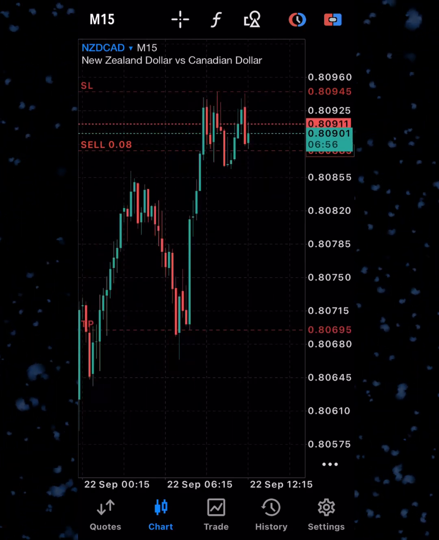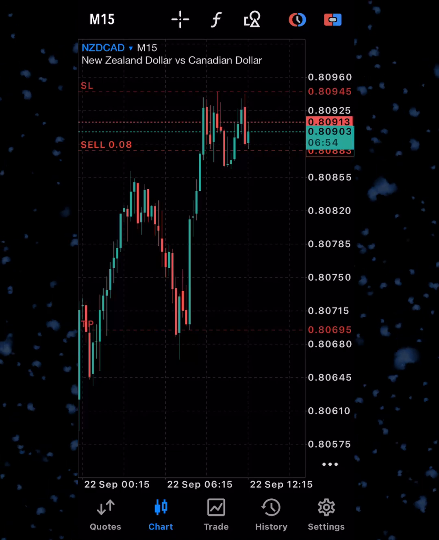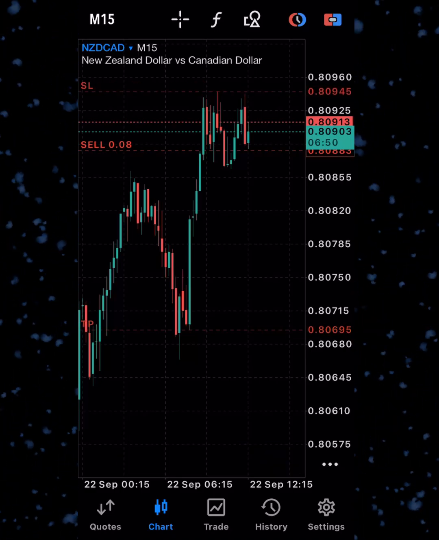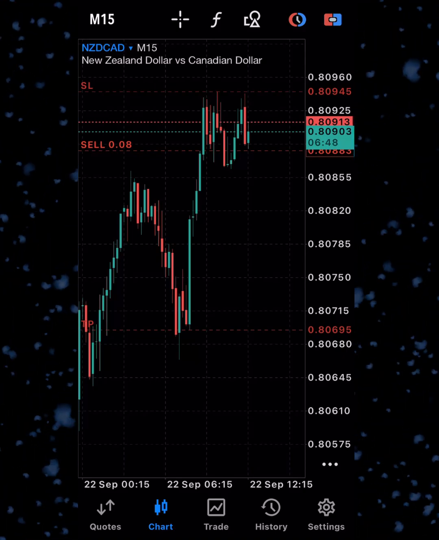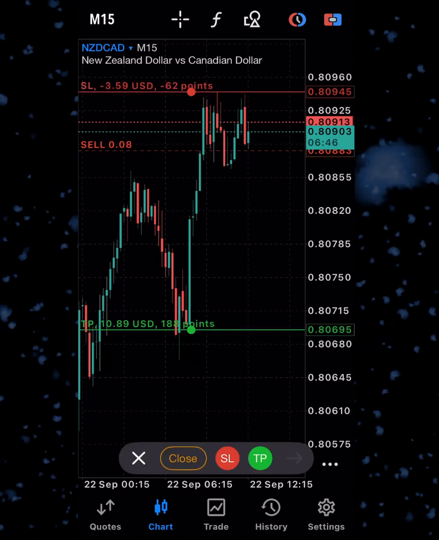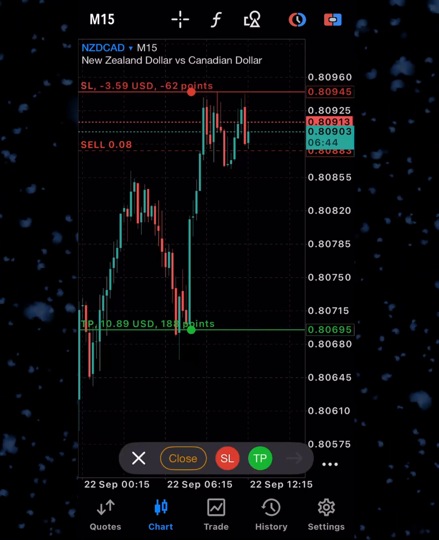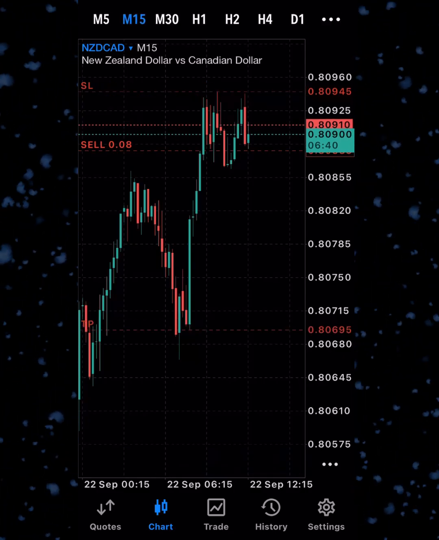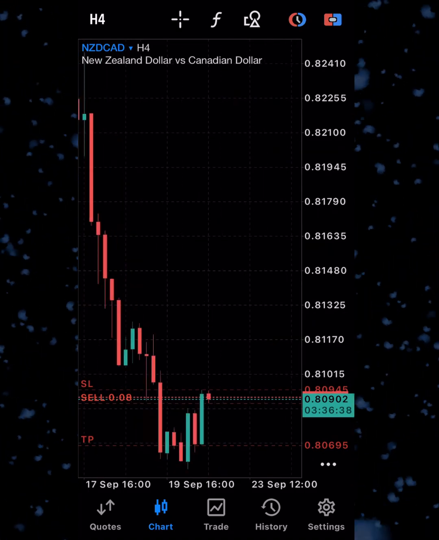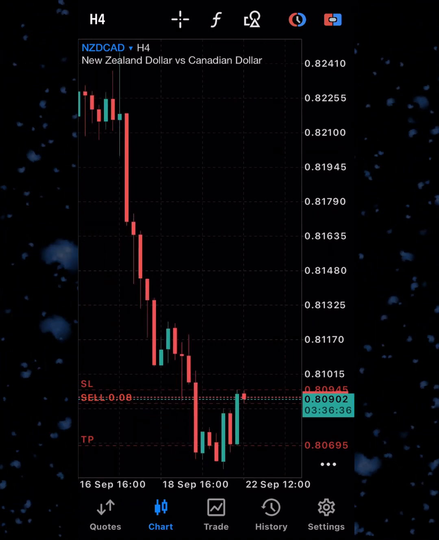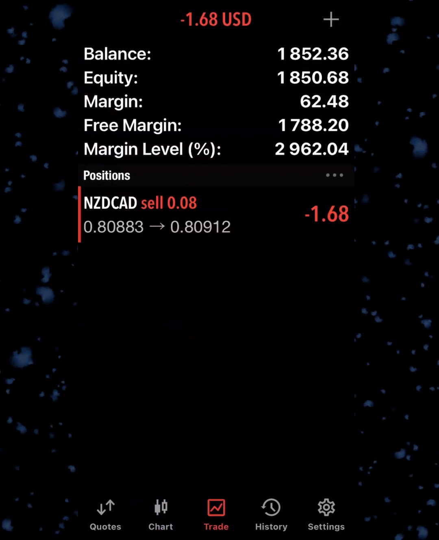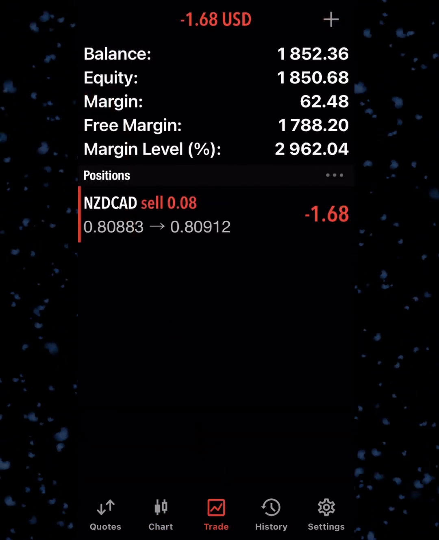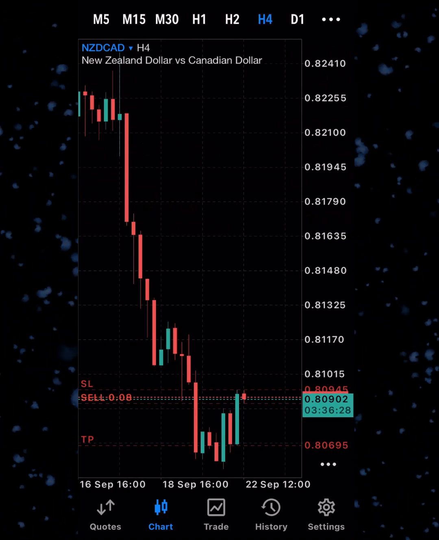Guys, I've taken a trade on an NZD card. TP is here, the most recent low, and then SL is above the range, right? So the setup is a build up of a 4-hour order block, price pulled into the range, and then I saw the rejection. I'm like, okay, this could be it. So I just entered, and my initial risk is just $3.